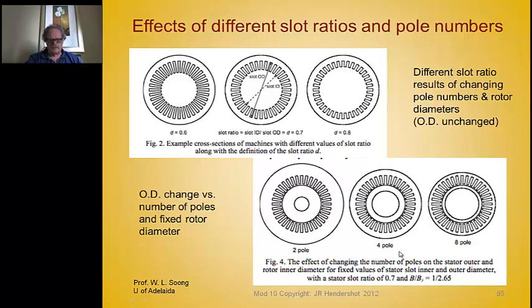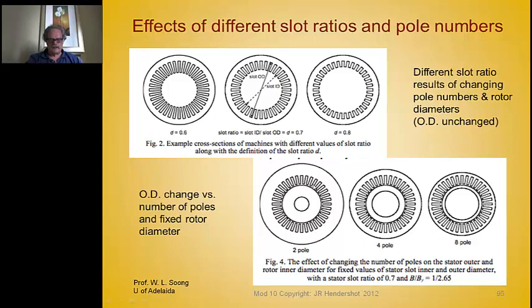This other one here is probably more important. Here we have the case of keeping the rotor diameter the same and changing the number of poles, and we've kept the slot depth the same. You can see how with a two-pole machine, the stator has this diameter; changing that to four-pole, the stator yoke is cut in half, and changing to eight-pole, the stator yoke is cut in half again. So the eight-pole machine has much higher torque density than the two-pole machine.